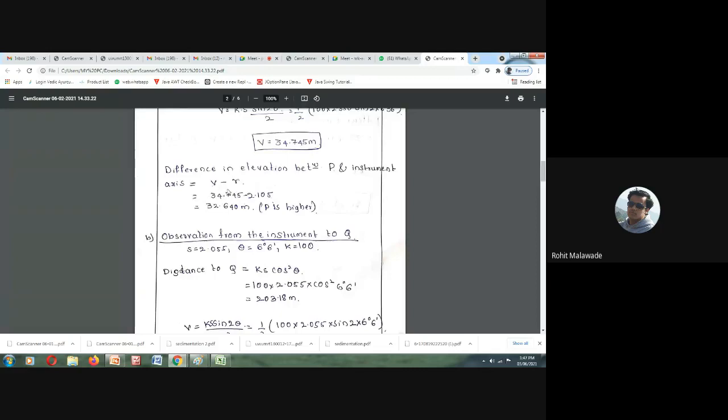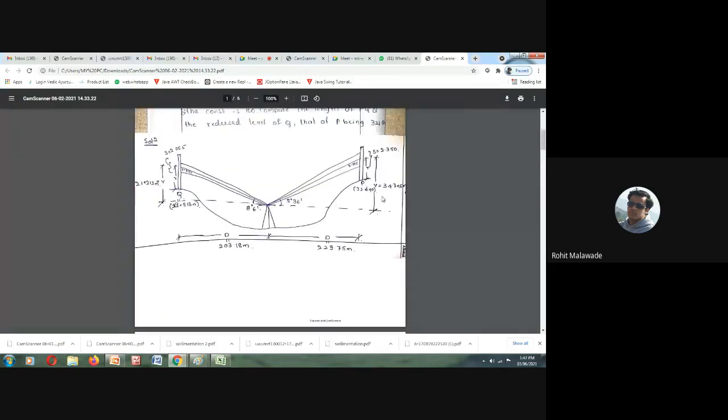So the difference, that is v minus r, the difference between this point and this point, we want to know. We can determine this difference, we already know it: it is 34.745 from here to here. Then if we subtract this, we will be getting the p value.